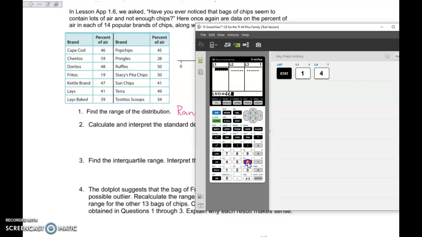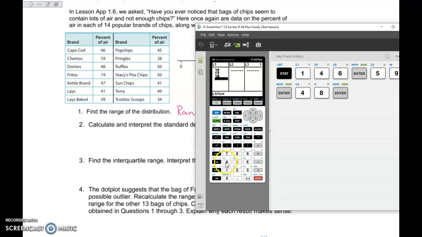So I'm going to hit 46. You do have to hit enter in between. It should go down the column. If it's not going down the column, then you're doing it wrong. 48. 19, and you're just going to keep on going. I'm going to pause the video right now and get them all entered so I don't waste time. You should do the same because you're going to have to be able to do this.